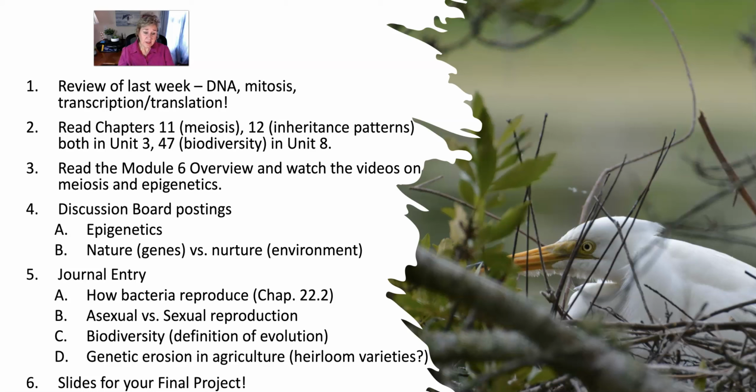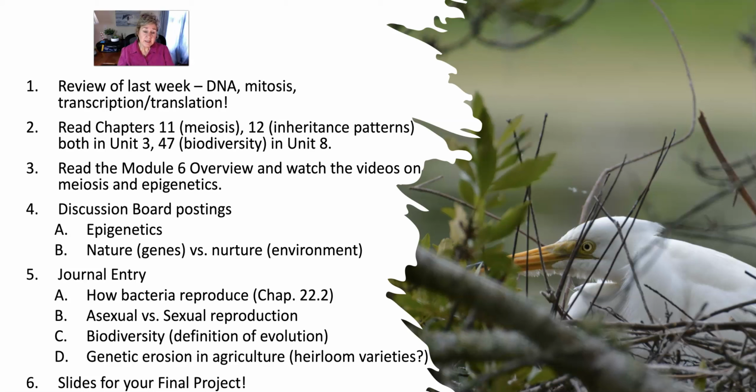Your journal entry is all about how bacteria reproduce. So go to chapter 22, section 2. This is all spelled out right there. So use that as your reference, because that tells you exactly how bacteria reproduce and how they get new genetic information. Because bacteria just split in half. So that means that the mother cell, when she divides in half and makes two daughter cells, they are exactly like the mother cell. So how do bacteria get new traits? You're going to be answering that.